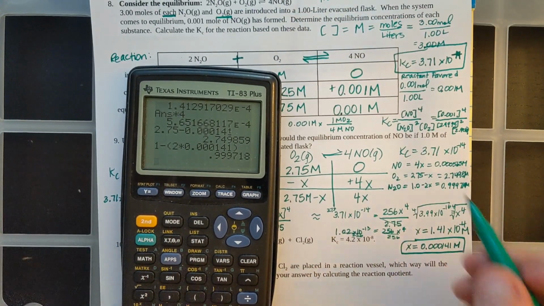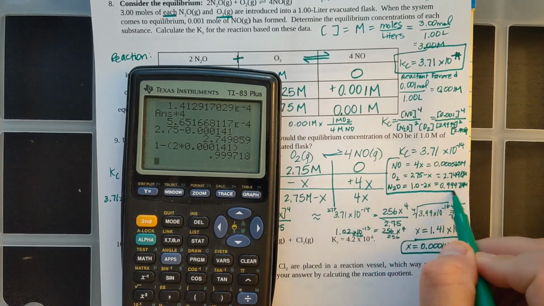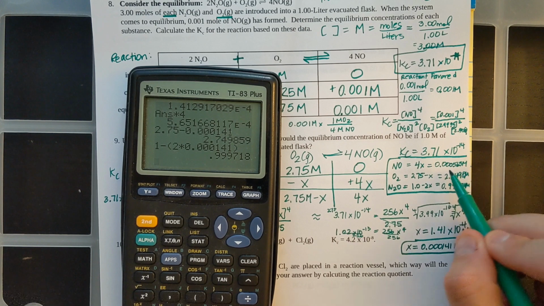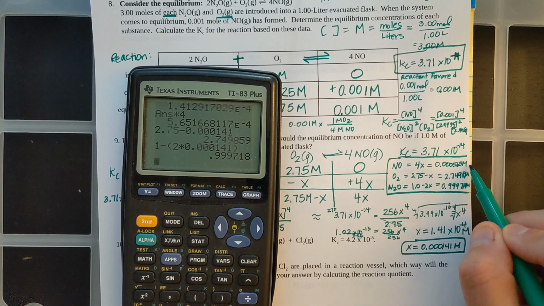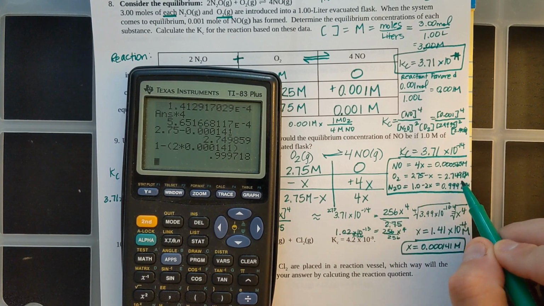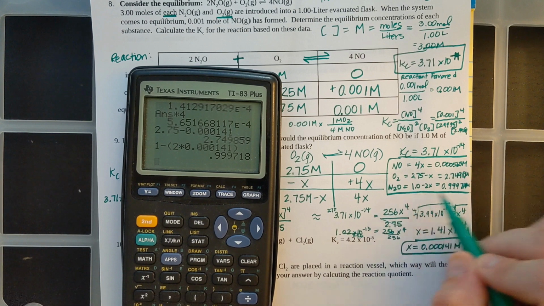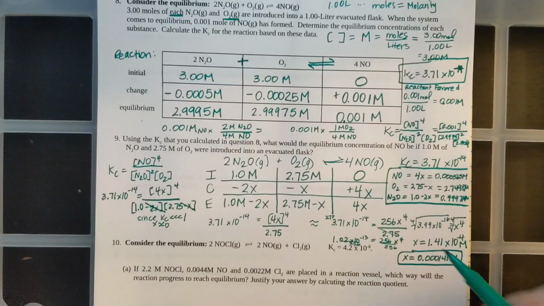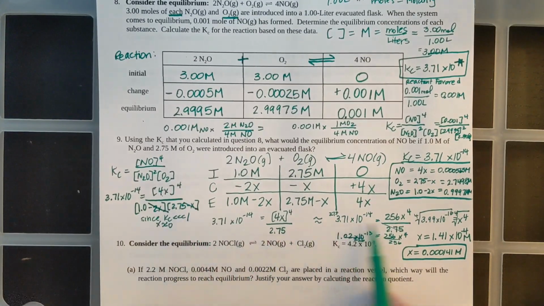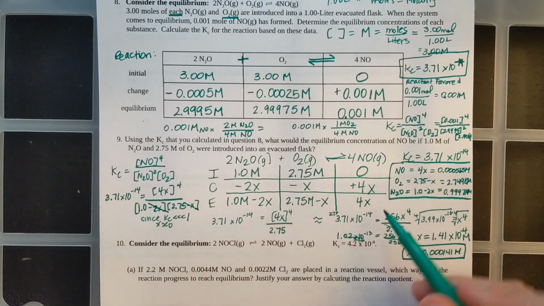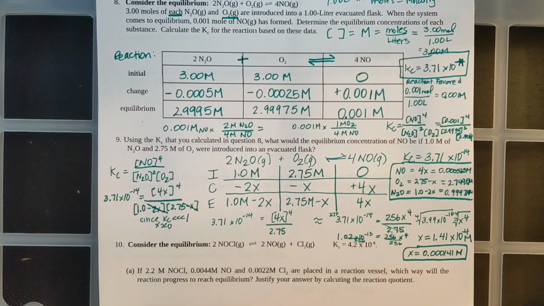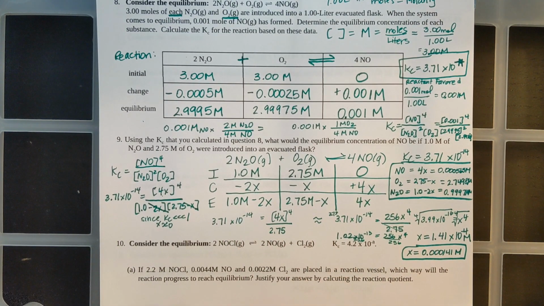I'm just doing whatever I found on my calculator. But these are my final answers. These are my equilibrium concentrations. NO is 0.000565 molar. O2 is 2.7498 molar. N2O is 0.999718 molar. And I did that by first solving for x, which is all this work that I did here. And then I plug that value of x into E in the equilibrium section of my ICE table. And that is how you do something like question 9.